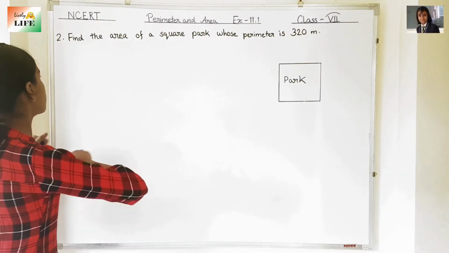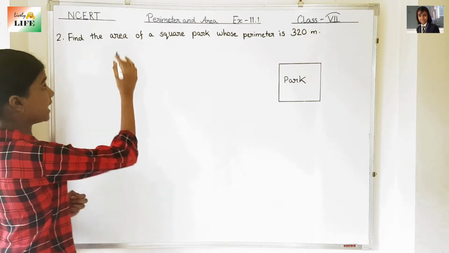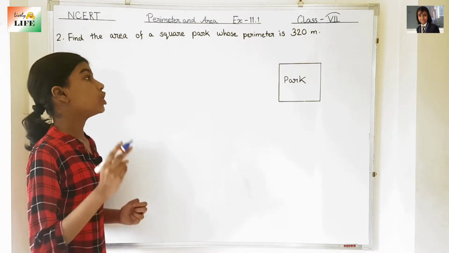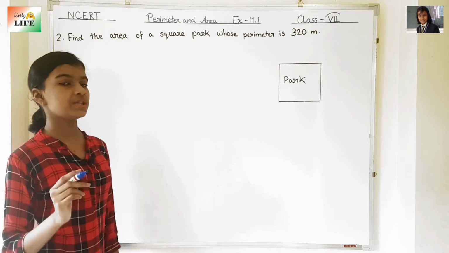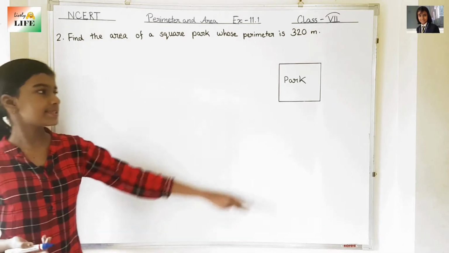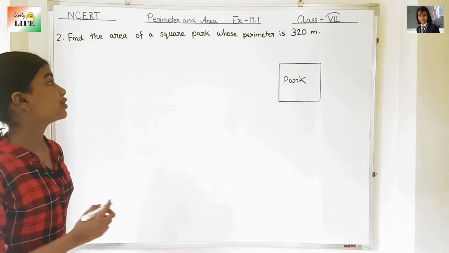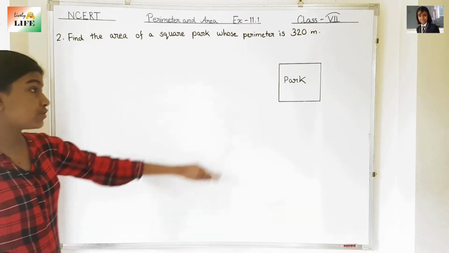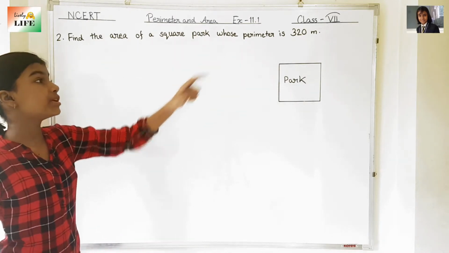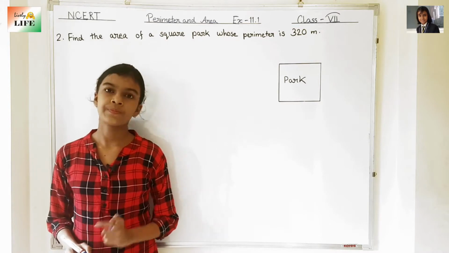What is the question number 2? Find the area of a square park whose perimeter is 320 meter. So you can see this is the park, it is square, right? So find the area of the square park. We need to find this area whose perimeter is 320 meter.